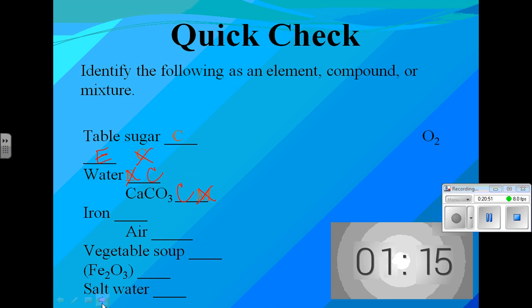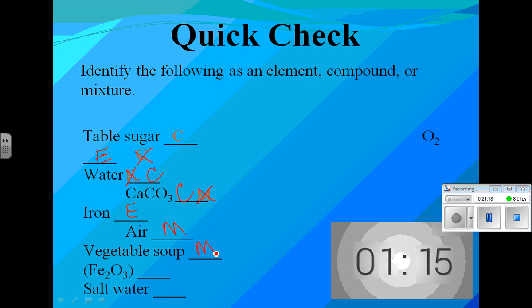Iron has its own square on the periodic table, which would make it an element. Air is actually a mixture of nitrogen and oxygen and lots of different things like that. So, like I just said, it's a mixture. You can separate those things though. Vegetable soup is a mixture as well because you can separate it.